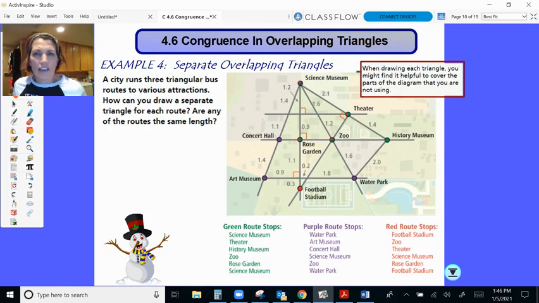All right, so now we're going to look at this application a little bit. A city runs 3 triangular bus routes to various attractions. How can you draw separate triangles for each route? Are any of the routes the same length? We have this green route, which goes from the Science Museum to the theater, to the History Museum, to the zoo, Rose Garden, Science Museum, and so forth. Here's our purple route stops, and here's our red stops.